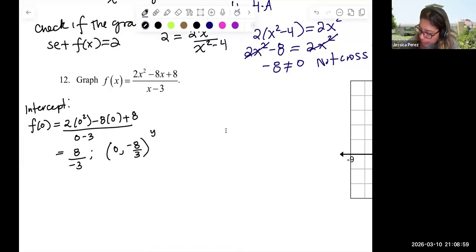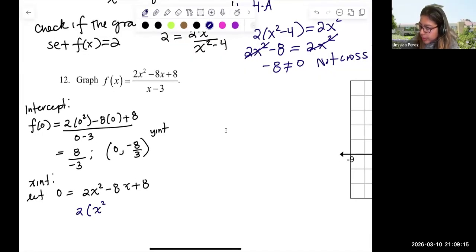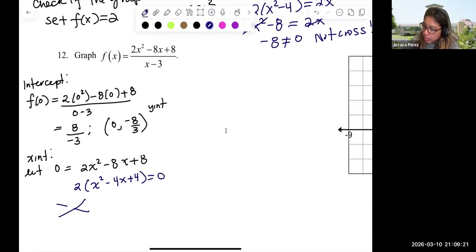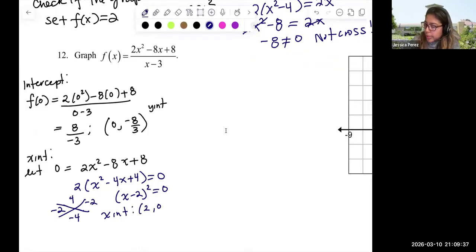The x-intercept, you're going to let 0 equal 2x squared minus 8x plus 8. So it's only the numerator. You're going to factor out a 2 or divide everything by 2. You get x squared minus 4x plus 4. Set this equal to 0 and factor. Two numbers that multiply to give you 4 but add to negative 4: that's negative 2 and negative 2. So you have x minus 2 squared is equal to 0. So my x-intercept is at 2 comma 0.